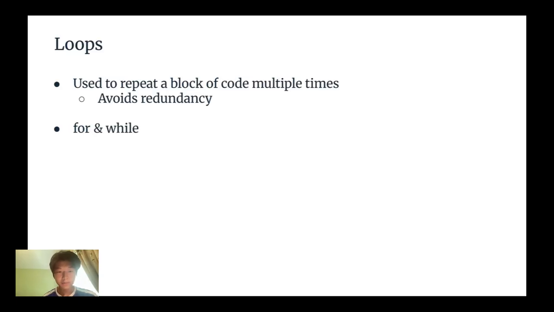iterations. So iterations, or they're also called loops, they're used to repeat a block of code multiple times, and using a loop can avoid code redundancy as you don't have to paste a block of code for how many times you want to repeat it. Instead, you can just use a loop and write it one time. And the two types of loops that we use in this course are for and while.